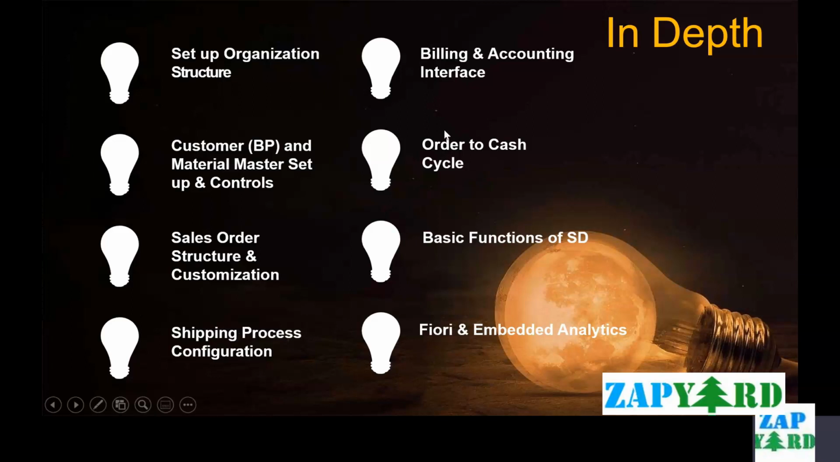Then we will run the complete order to cash cycle, starting from some pre-sales activities like inquiry, quotation, contracts, up to the billing and accounting document. Then we are going to cover the basic functions. So most important basic functions like pricing, output determination, partner determination, free goods determination, incompletion logs, all those different basic functions we are going to cover along with the complete configuration and setup, and also will run the business process using those basic functions.